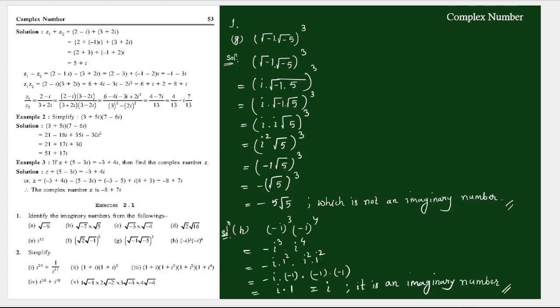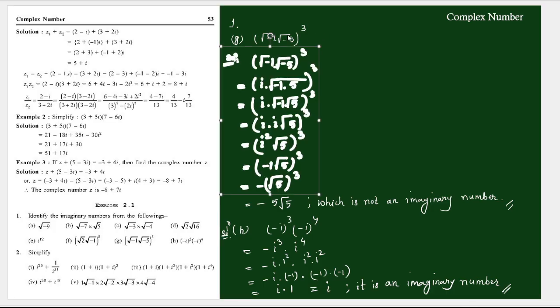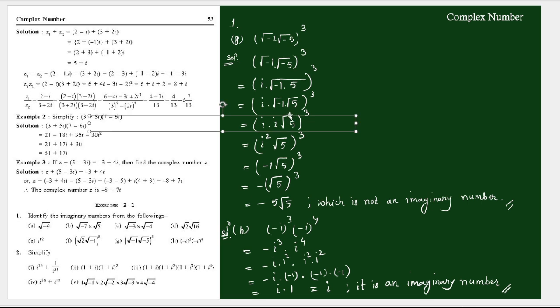I have to copy paste it. Okay, let me rub them all. So now we will try to do question number 2, simplify.